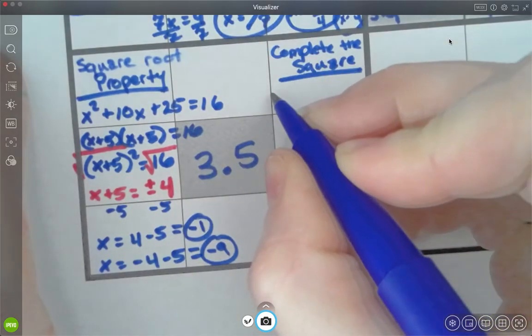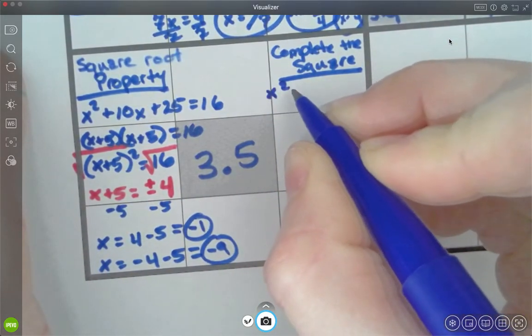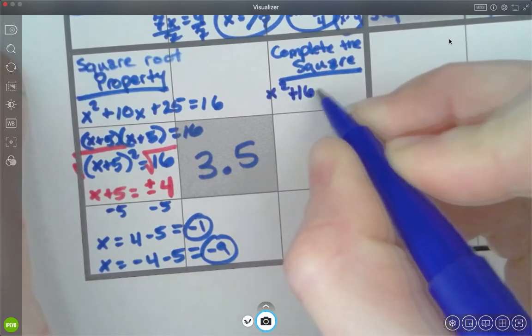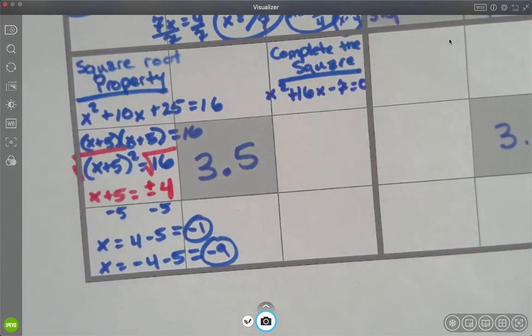29. This one comes out a slightly different answer. Does it come out icky? Well, kind of. Wait, what one are we doing? 29. Okay, x squared plus 16x minus 7.